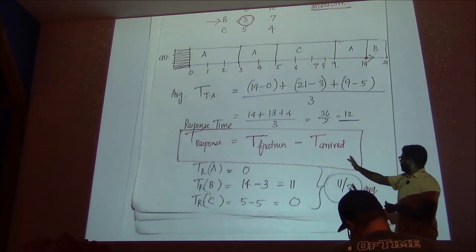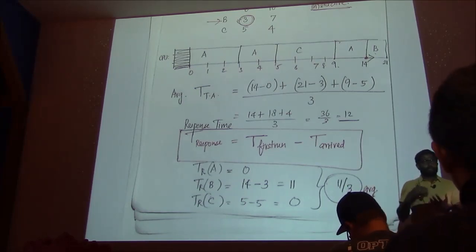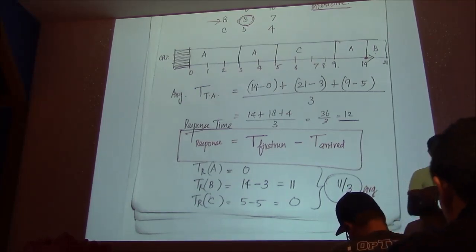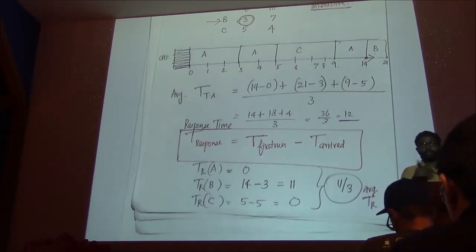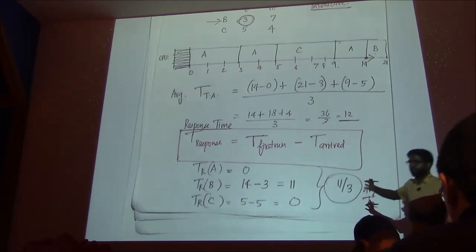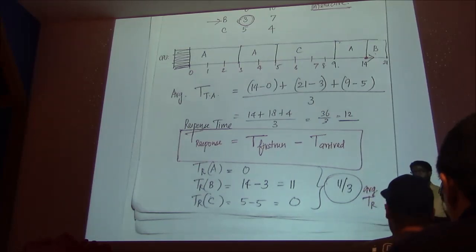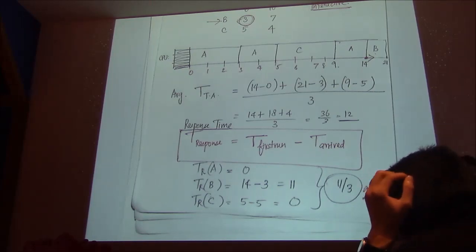So now, with respect to the response time, can we do better than shortest time to completion first? Can we even reduce the average response time to be much lower than 11 by 3, which is 3 point something?